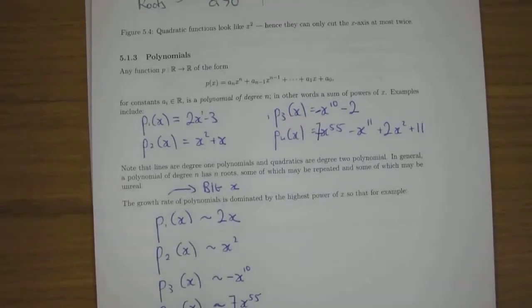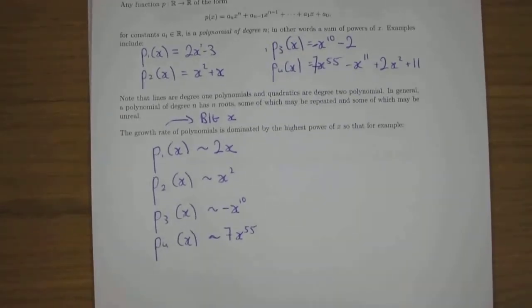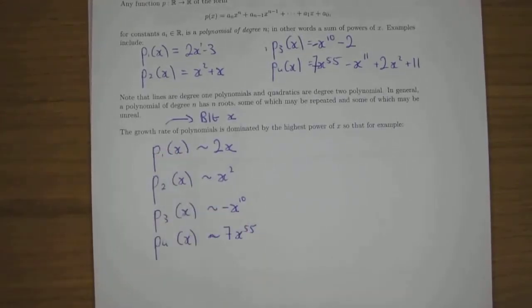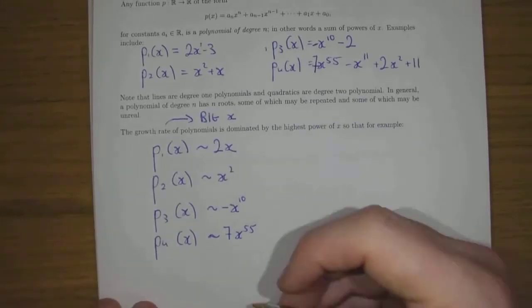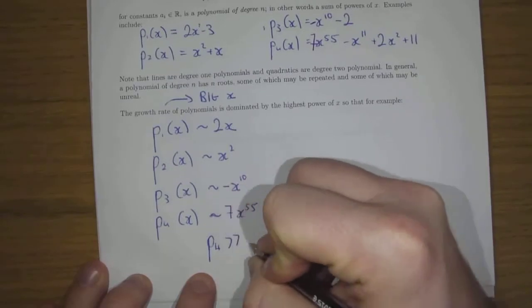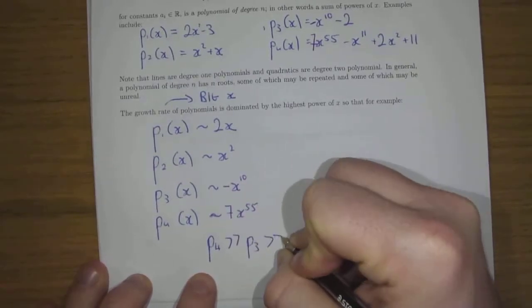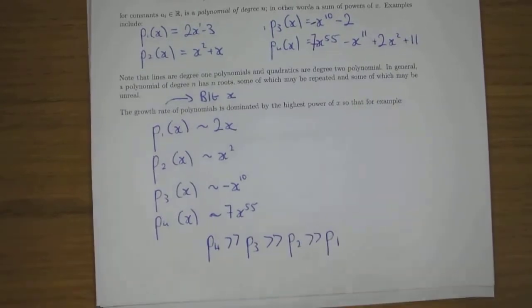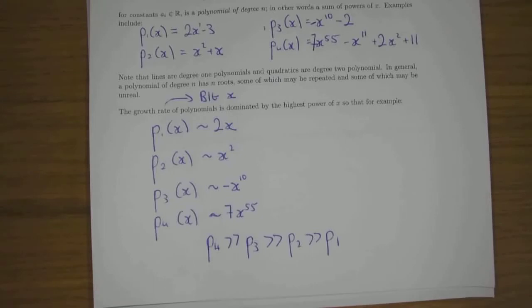So if you're trying to say the growth rates, and this is how I write it, this is the biggest one because it's x to the 55, then this, then this, then this. The highest power determines how fast they grow. We'll be seeing this a bit later. We're writing p4 much, much bigger than p3, much, much bigger than p2, much, much bigger than p1. And this is to be understood in the context that if you actually graph them with x getting big, this will be way, way bigger.